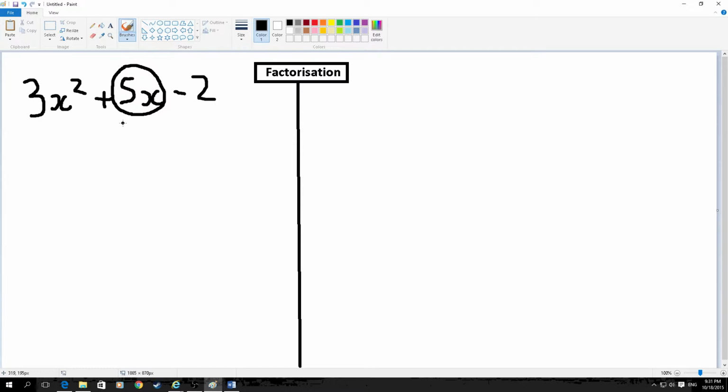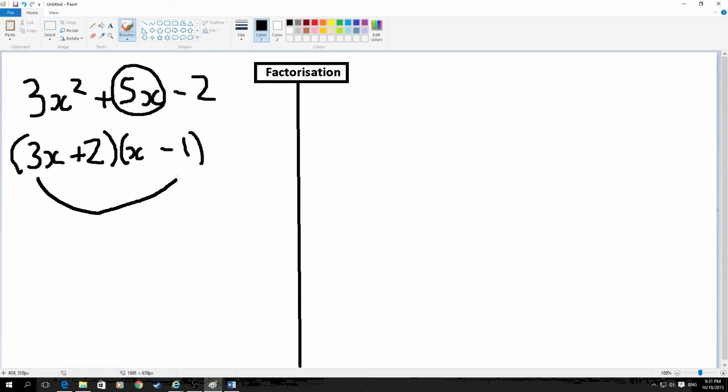So this is basically trial and error, but it's very easy for this one because there's only 2 numbers that go into it. So you start off like this: 3x. I'm going to try maybe plus 2 and x minus 1, because when these two multiply they make minus 2. But to see if this is right, you have to times this by that, and this by this, and add them together.